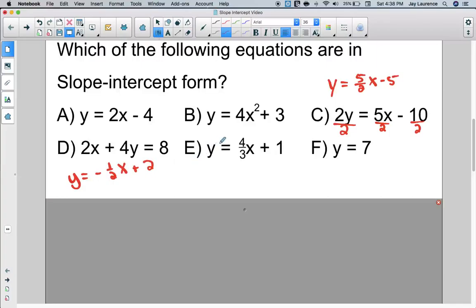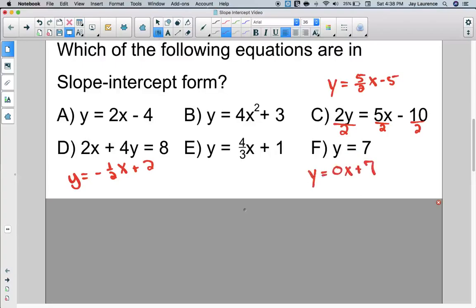E, it's definitely linear, and y is isolated. Slope-intercept form. F, this is a tricky one, okay? Because you can't see the x. How many x's are in the equation? Don't say none. Always say 0.